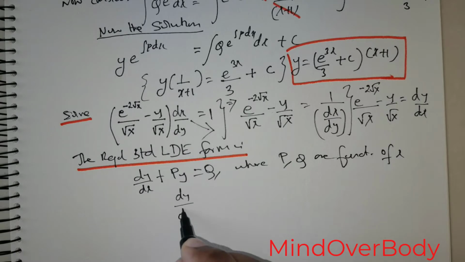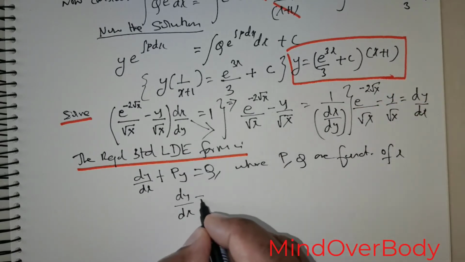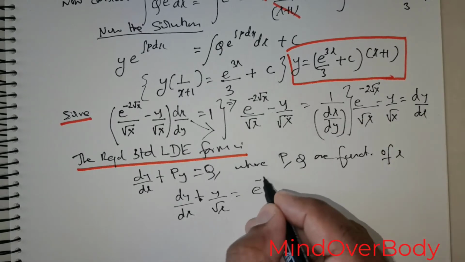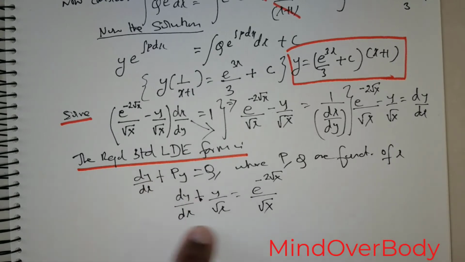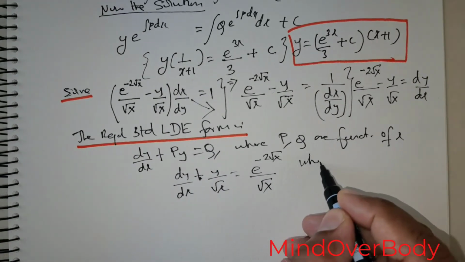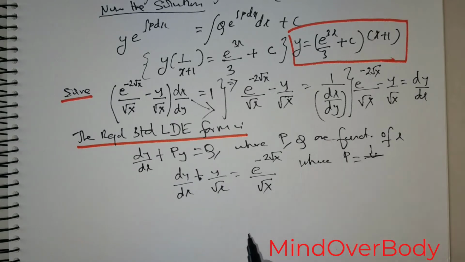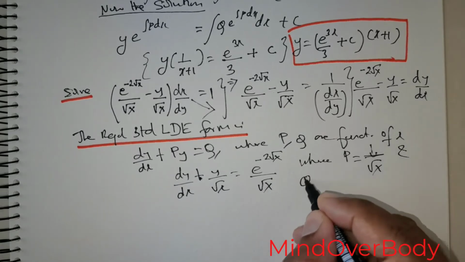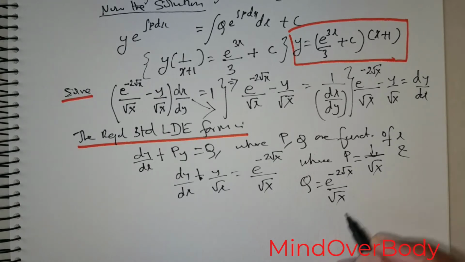So dy over dx is going to be there. I'm going to push y over root x to the other side. So that would mean I get plus y over root of x, and I'm going to retain e raised to the power of negative 2 times root of x divided by root of x. Now this is clearly in the standard form. So I can specify here that my p is 1 over root of x, and my q is e raised to the power of negative 2 times root of x divided by root of x.